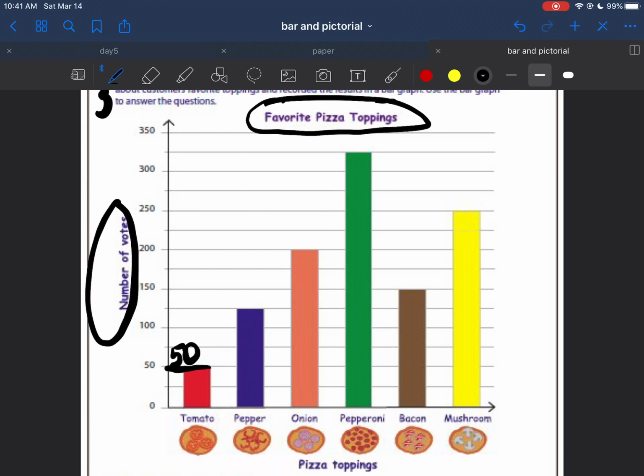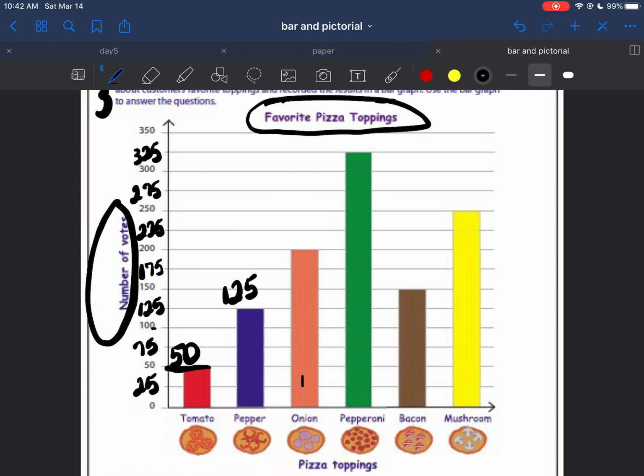So if I go up on my bar, I notice that pepper falls between 100 and 150. I can tell you that our scale is counting by 25. So 50, 75, 100, 125, 150, 175, 200, 225, 250, 275, 300, 325, 350. So how many people like pepper? 125.